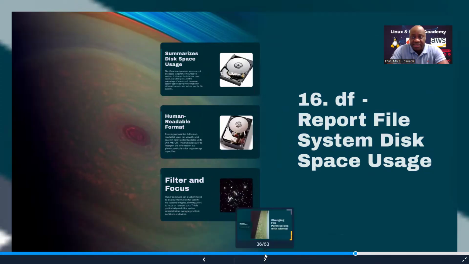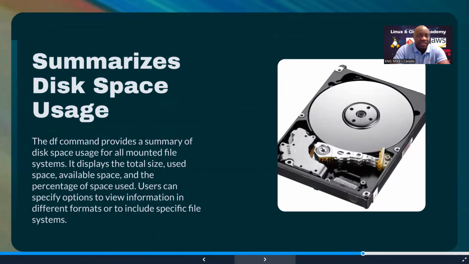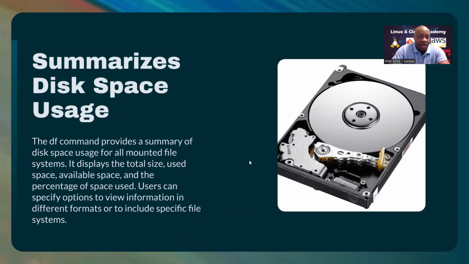The next command is the df command. To report the file system disk space usage, that's what you use the df command for. It summarizes the disk space usage. The df command provides a summary of disk space usage for all mounted file systems. It displays the total size, used space, available space, and the percentage of space used. Users can specify options to view information in different formats or to include specific file systems.